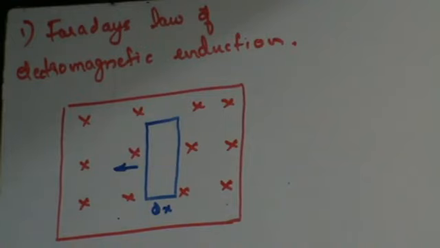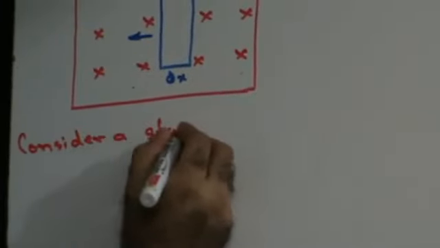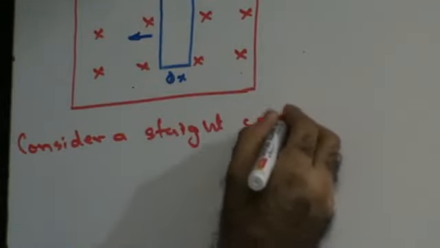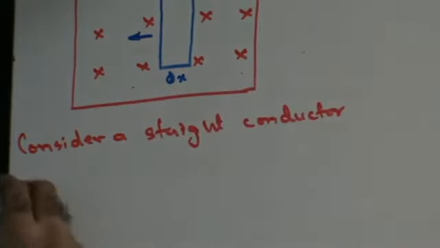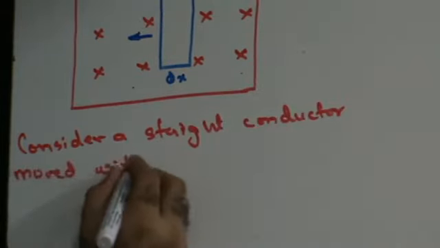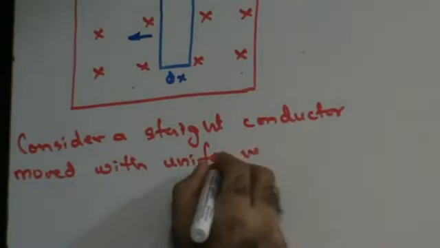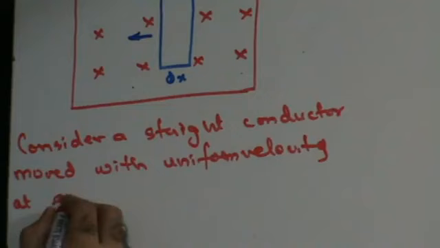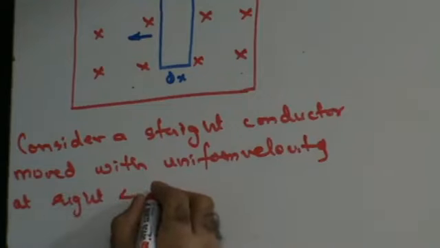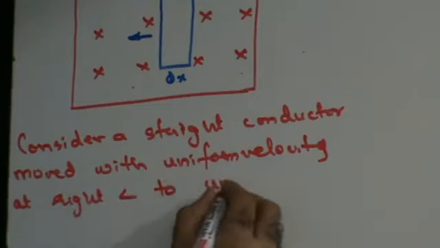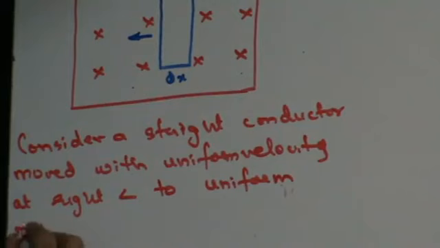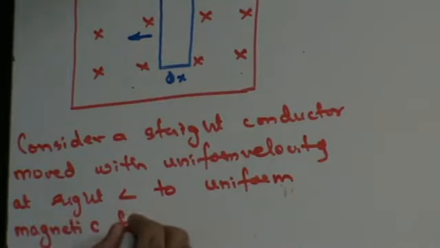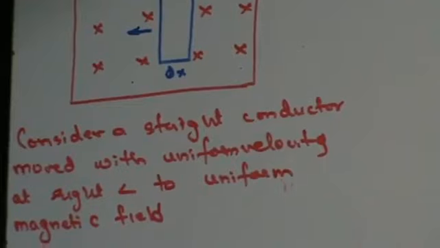We'll say consider a straight conductor moving with uniform velocity at right angles to a uniform magnetic field. Now, in that case, an EMF is going to be induced.